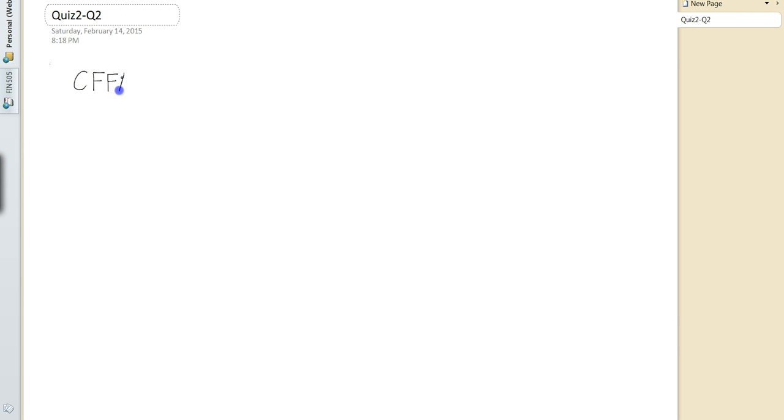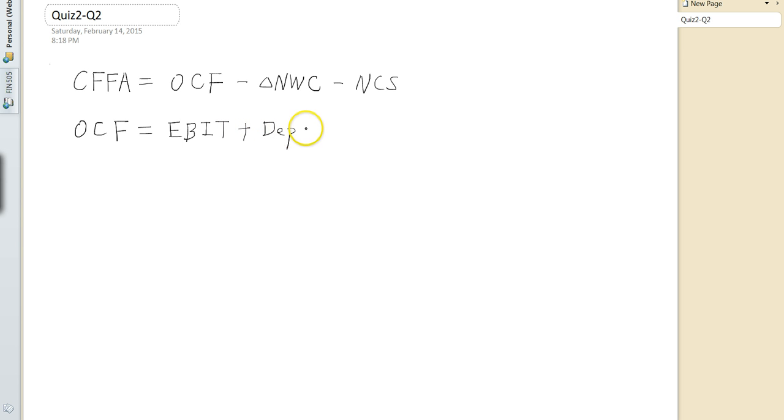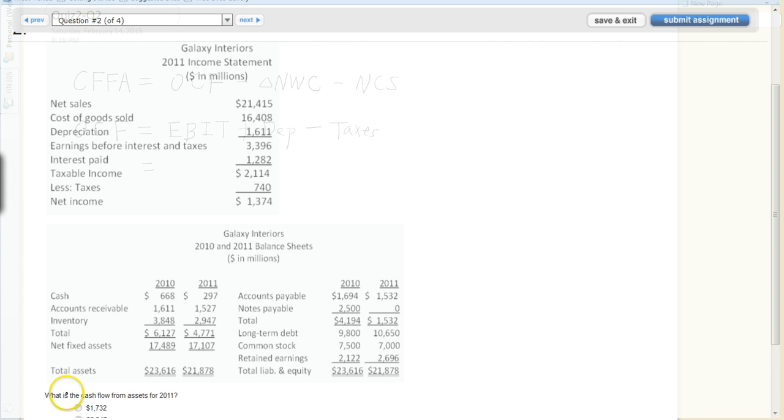So cash flow from assets, we know that equals operating cash flow, then minus the change in net working capital, and then minus net capital spending. So we start from operating cash flow, and we know that operating cash flow equals, we start from EBIT, then we add back depreciation expense, and then we subtract taxes. Right, that's the formula. So now we just need to go back and find the numbers.